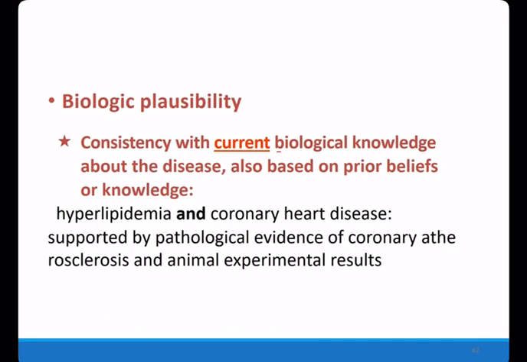Biological plausibility refers to the scientific likelihood of a causation. The starting point is an epidemiological association. To determine if an epidemiological association is causal, one must consider its plausibility. Plausibility refers to consistency with what is known about a particular disease, including the biological knowledge and prior beliefs or knowledge. The causal relationship between hyperlipidemia and coronary heart disease can be supported by pathological evidence of coronary atherosclerosis and animal experimental results.